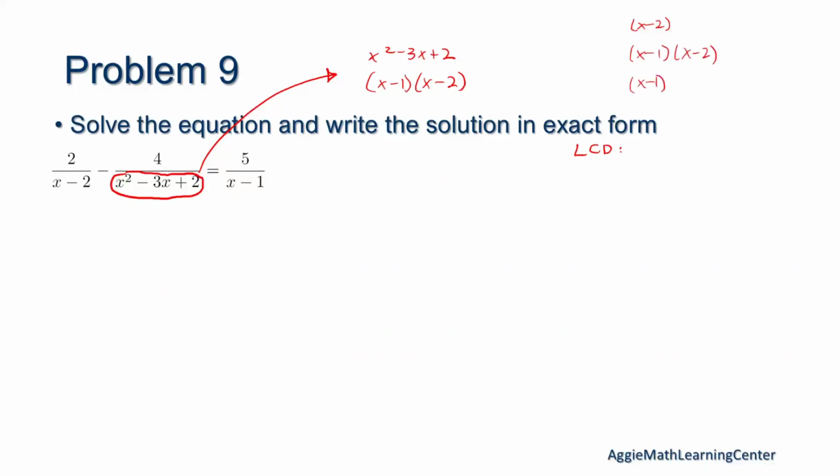So what would our least common denominator be to account for all the factors in each of our denominators? x minus 1, x minus 2. Right, so we only have one x minus 2 in this one and one x minus 1 in this one, so they're both accounted for. If we had x minus 2 squared in the first one, we would have to multiply by another x minus 2, but since we only have one in each of those denominators, they're accounted for. So x minus 1, x minus 2 is our least common denominator.